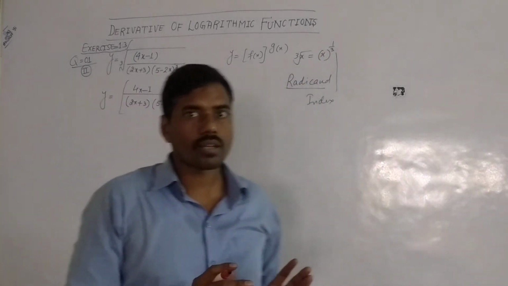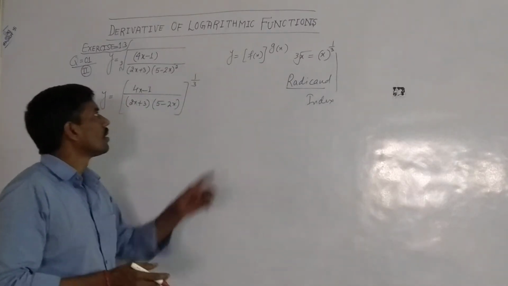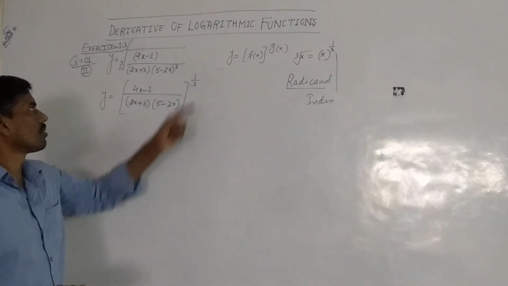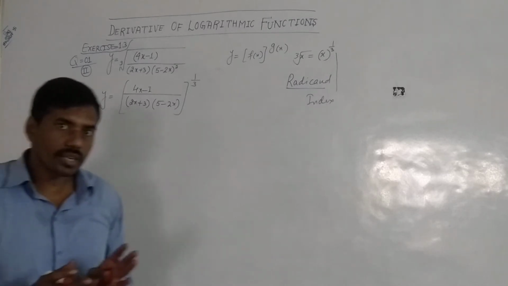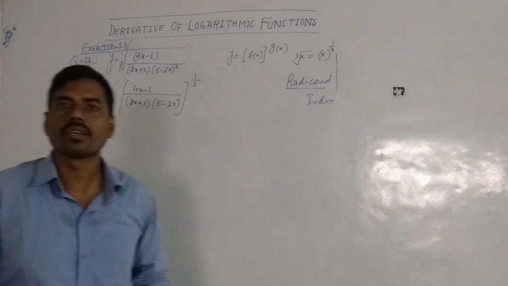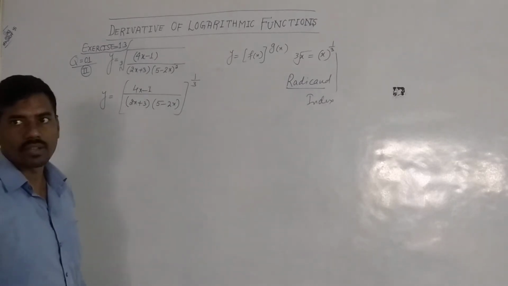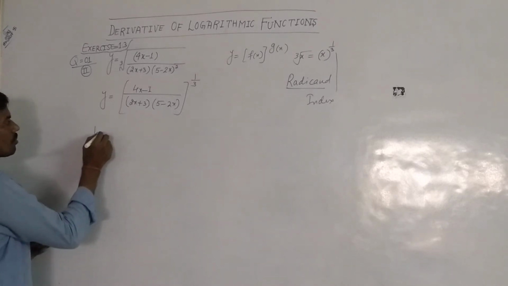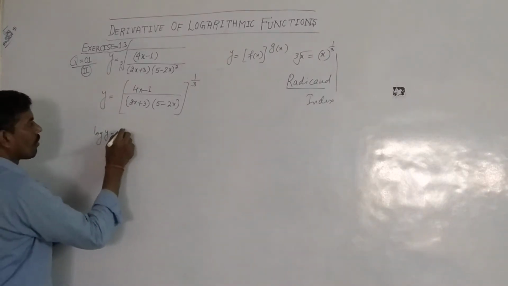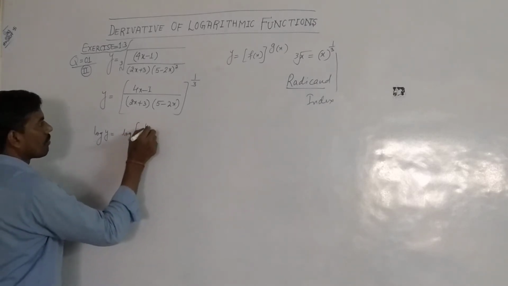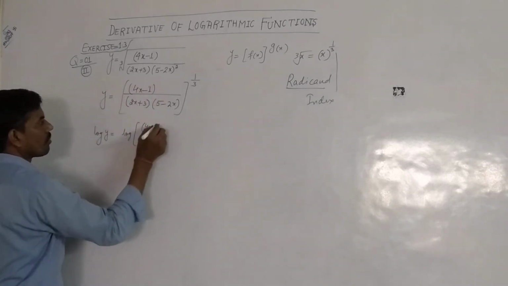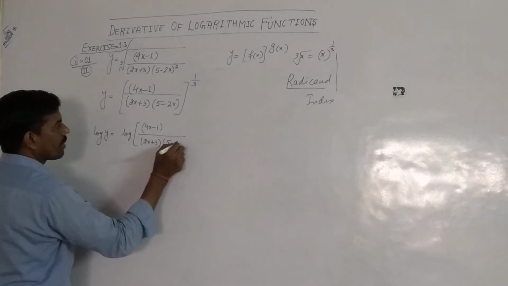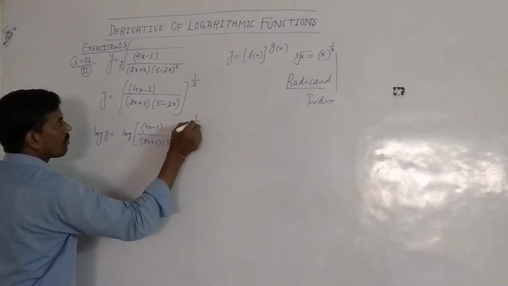Okay. Here, this function changes into y is equal to f of x to the power g of x. This one is f of x, this one is g of x. If we take log of both sides, we can simplify it easily. Okay, so taking log of both sides, log y is equal to log of 4x minus 1 divided by 2x plus 3 into 5 minus 2x to the power 1 by 3.